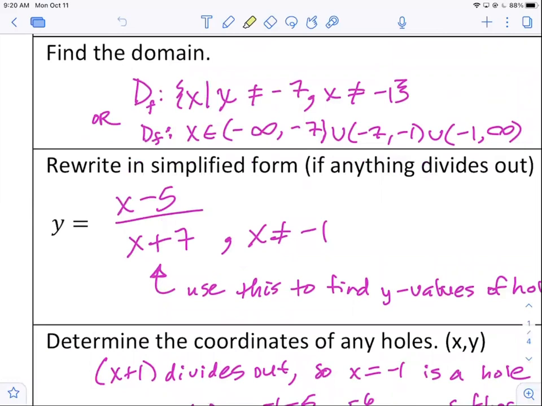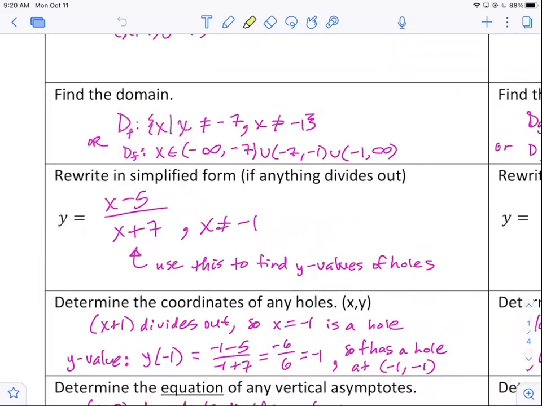Again, notice we're calling it just plain old y. Plain old y. And then you make a comma. Hey, we lost the x plus 1 factor, so don't use -1. And then I said, hey, use this to find the y values of the hole. So that's what it says next. If there's any holes, find it.